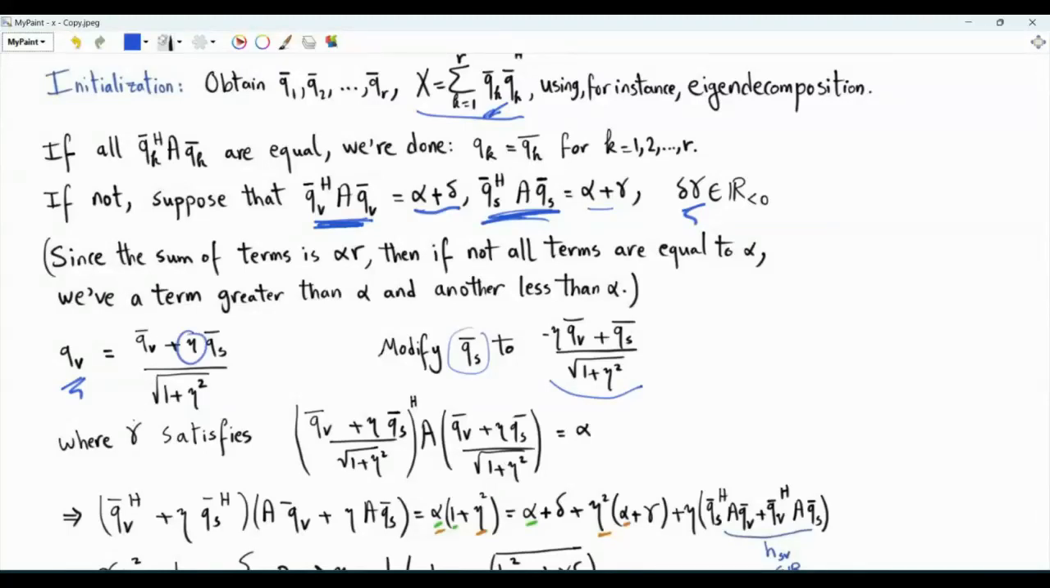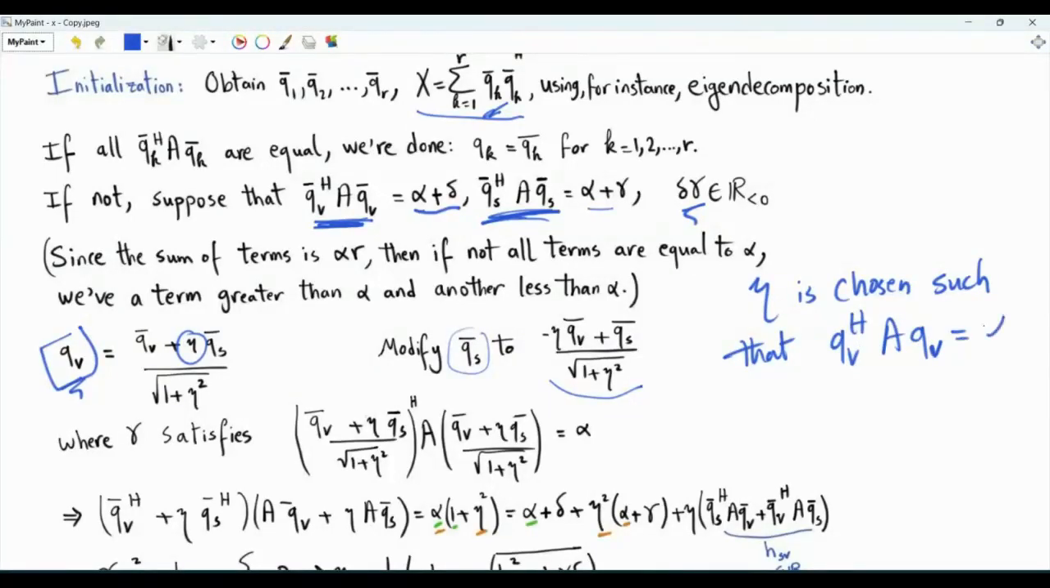So what is eta? Eta is a real number that is chosen so that this vector QV satisfies the required constraint. So eta is chosen such that QV Hermitian A times QV is equal to the required alpha. Now the question is, is there any eta that will actually do this? And the answer is yes. Write down QV in terms of Q bar V and Q bar S and this real parameter eta. So here is the quadratic form that is required to be equal to alpha.